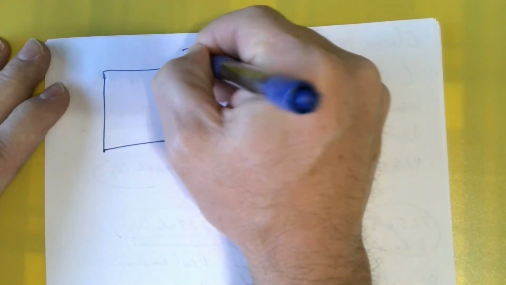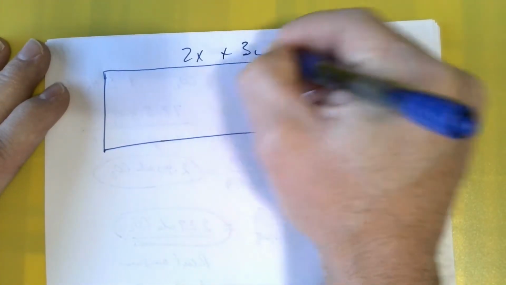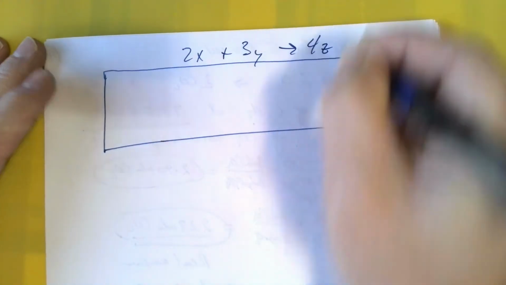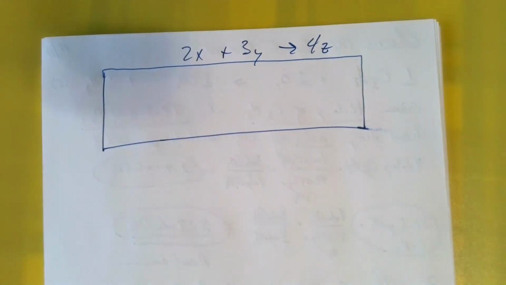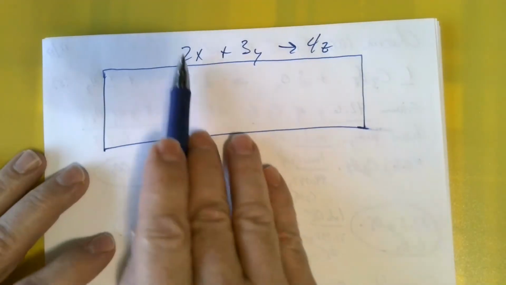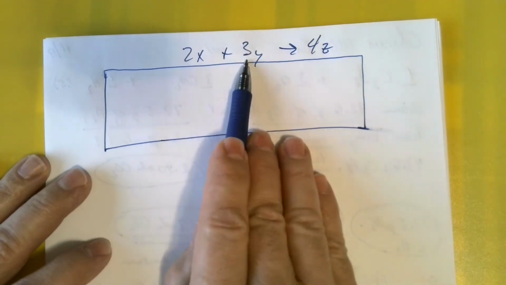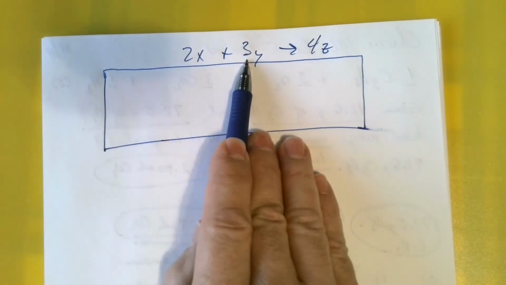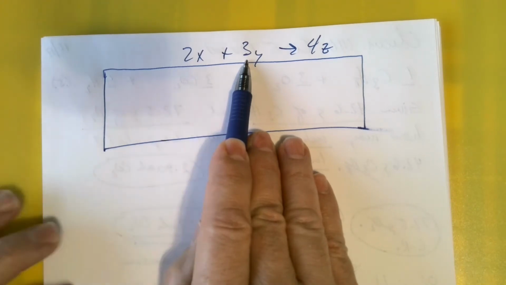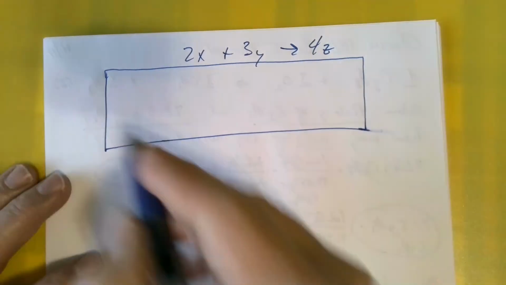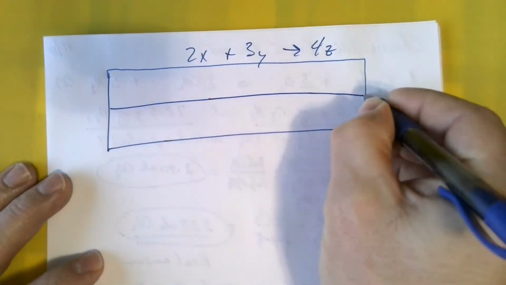So I've got 2x plus 3y yields 4z. Now listen, it doesn't matter what these are. These are just some compounds. I just need to understand that for every 2 of these, I need 3 of those. And it is going to produce 4 of those. And what they do is they put them in these big long boxes.